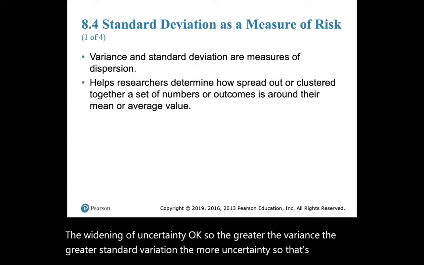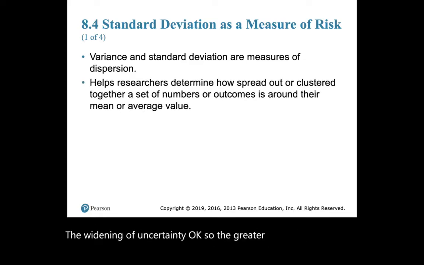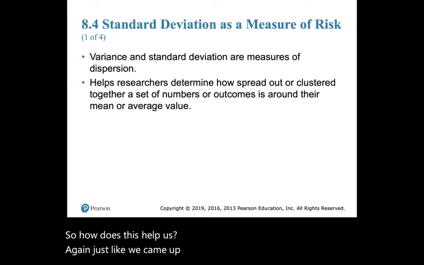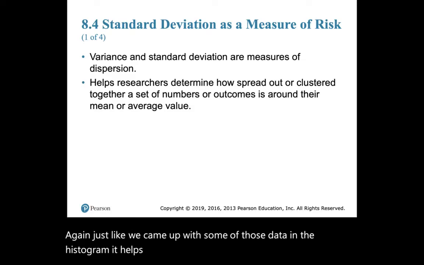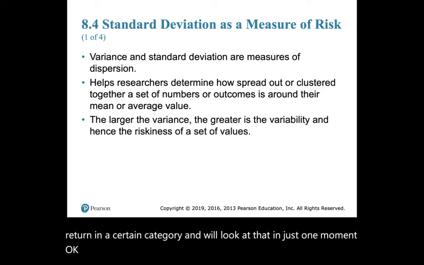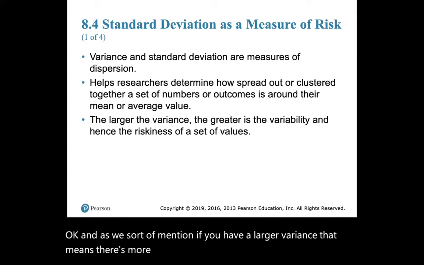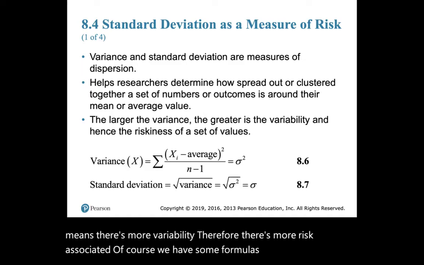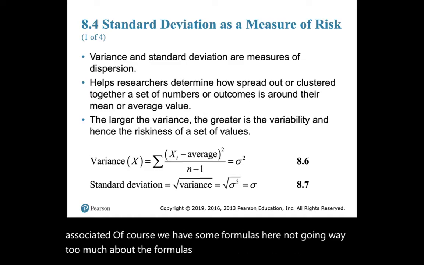So how does this help us? Well, just like we came up with some of that data in the histogram, it helps us understand how often we can expect a certain return in a certain category. And we'll look at that in just one moment. As we mentioned, if you have a larger variance, that means there's more variability. Therefore, there's more risk associated. And of course, we have some formulas here. I'm not going to worry too much about the formulas, but we will look at an example.